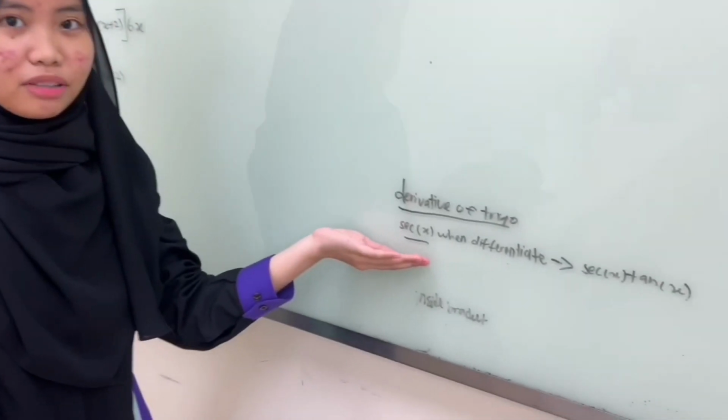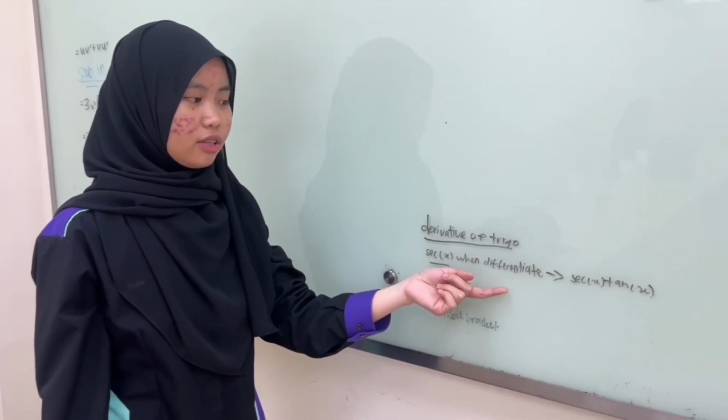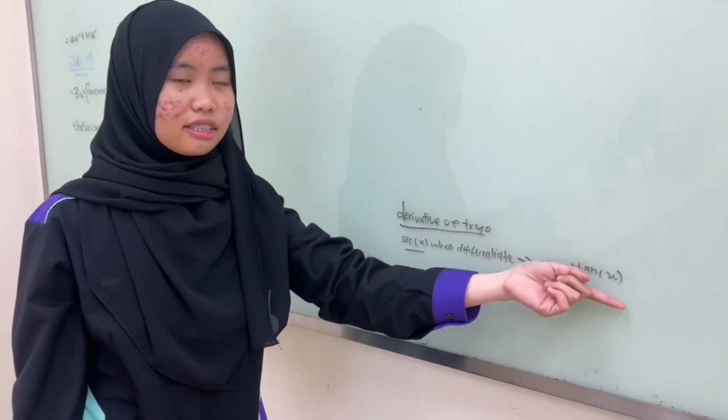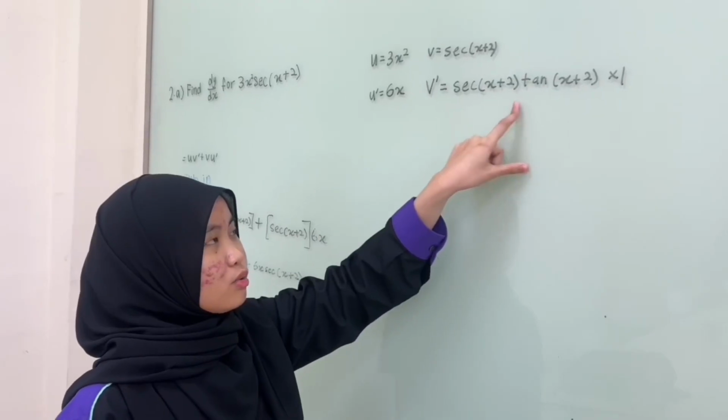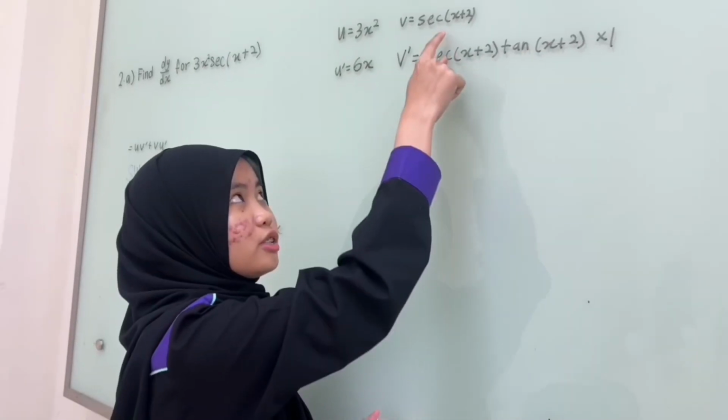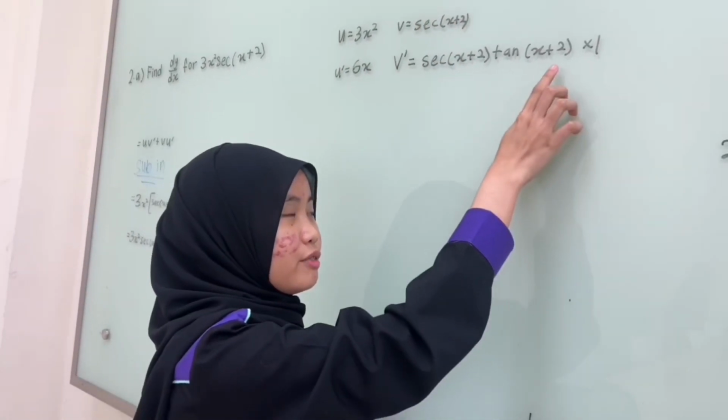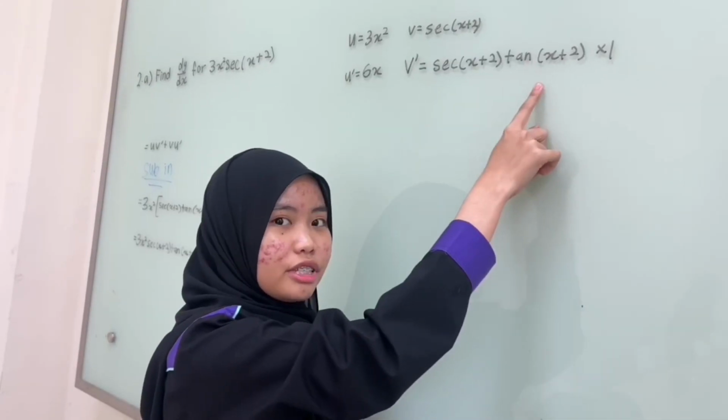As you can see at the bottom, sec x when differentiated will become sec x tan x. So we apply that into this. v prime is equal to sec x plus 2 tan x plus 2, and then we need to differentiate inside of the bracket. So when we differentiate 2 it will become 0, differentiate x will become 1.